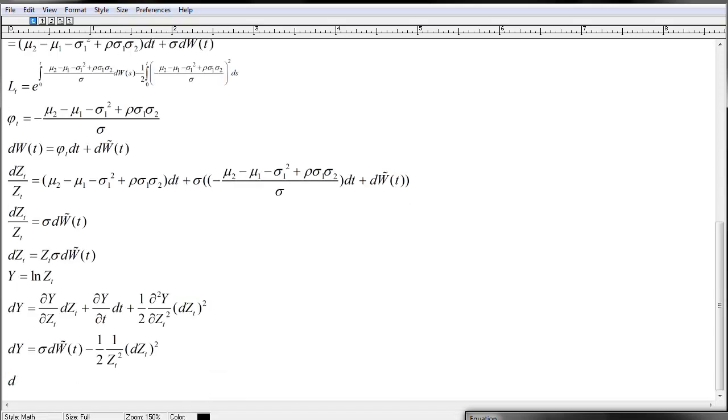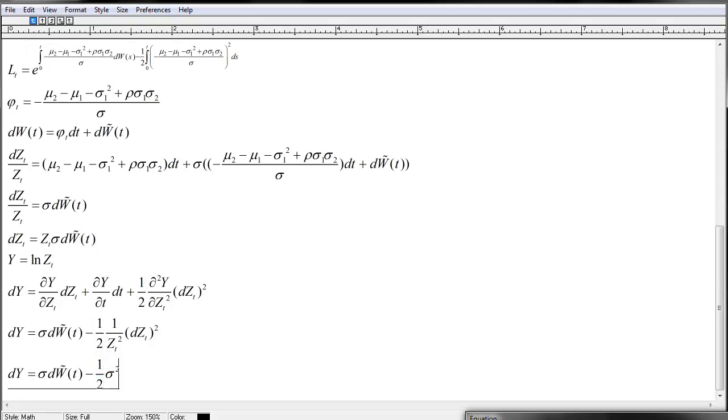dy is equal to these terms, and let's focus on this guy. So this is actually the differential squared, so it's sigma squared, it's minus 1/2 sigma squared dt. Believe it or not, it's like that.